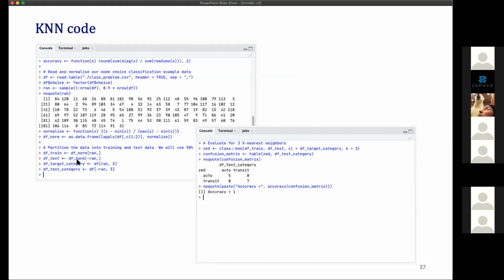And then I'm just going to partition my data into a training database, df_train, or df_test, depending on whether or not they happen to be in those random draws. And then I just run my KNN model. I run the training data, I compare it to the test data, and I'm using 3 folds.